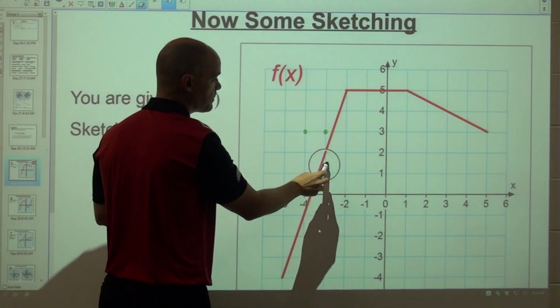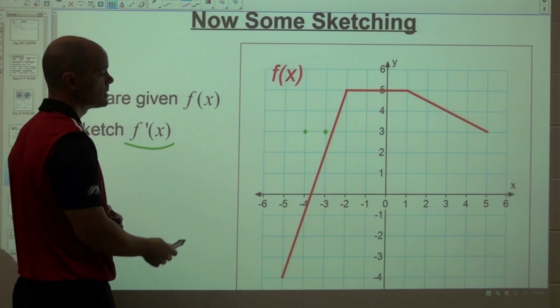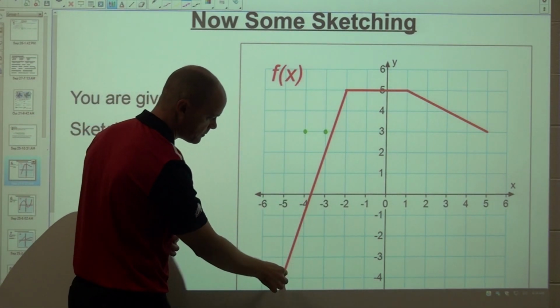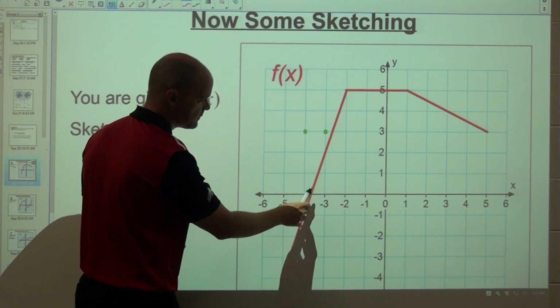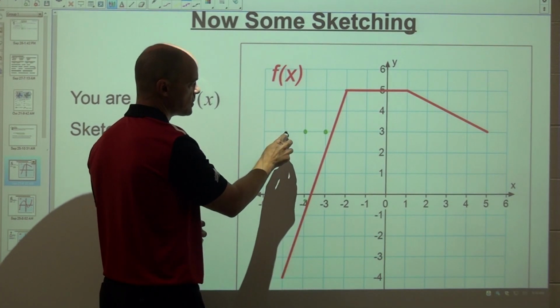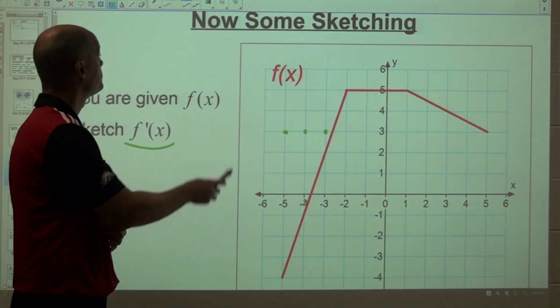What if I pick a different point? It doesn't matter where I pick, the slope is 3. If I picked over here, -5, right here, the slope is 3. At -4, the slope is 3. At -3, the slope is 3. You get the idea. The slope is always 3.